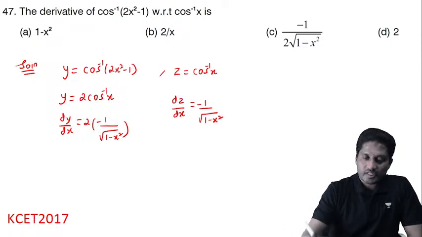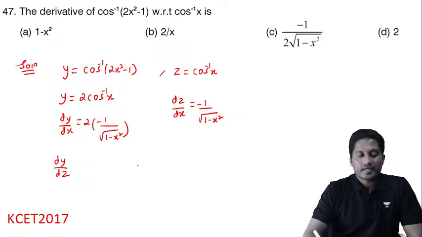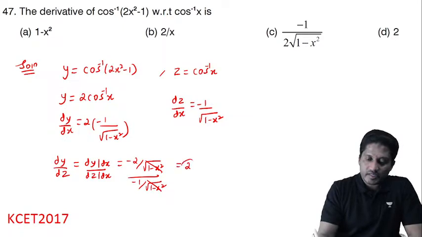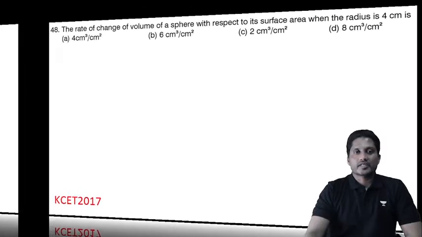Now y with respect to z, dy by dz. I can write dy by dz is equal to dy by dx divided by dz by dx. Dy by dx is equal to minus 2 by root of 1 minus x square. Dz by dx is minus 1 by root of 1 minus x square. Will cancel, minus and minus cancel, you get 2. Answer is option D. Right, let's move to the next question.